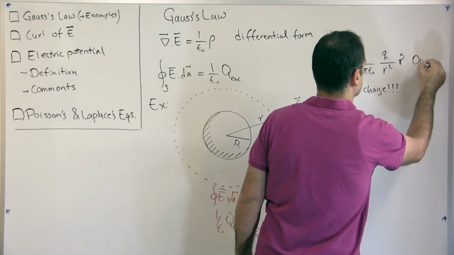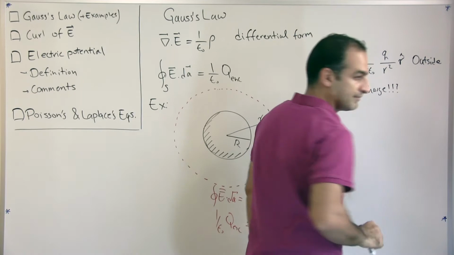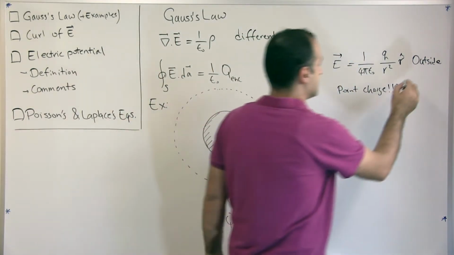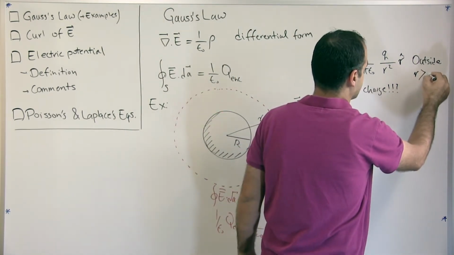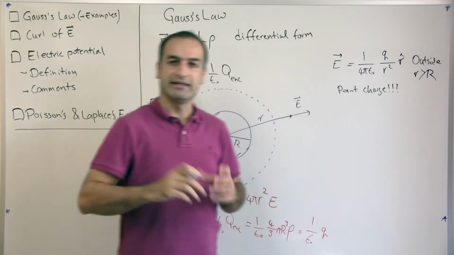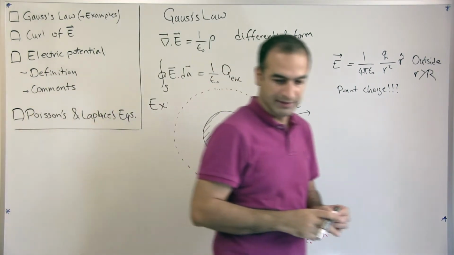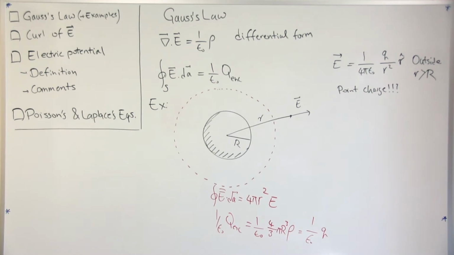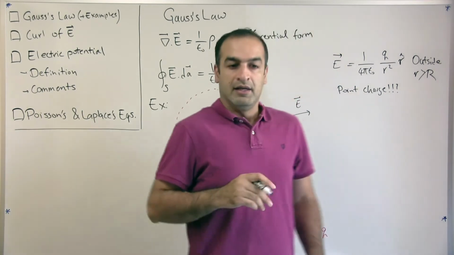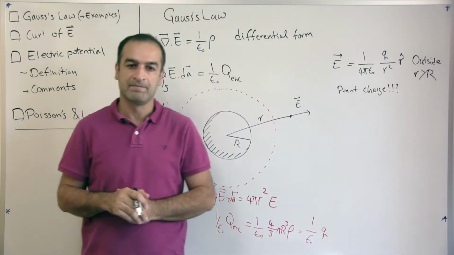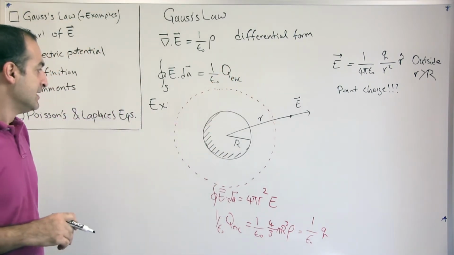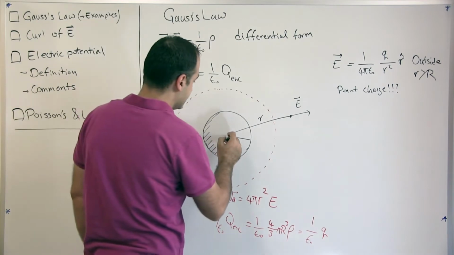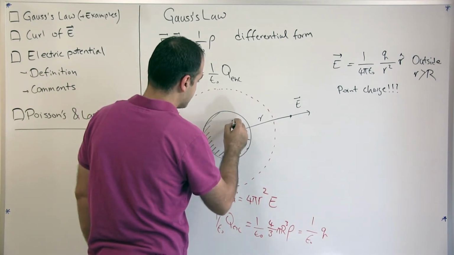So I'm going to write outside. Outside here means r, the radius at which we are looking at the electric field, is bigger than the radius of the sphere that contains electric charge, okay? So far, so good? Have you guys done this before? Maybe in 226? Okay. So now we're going to look at the electric field inside the sphere.